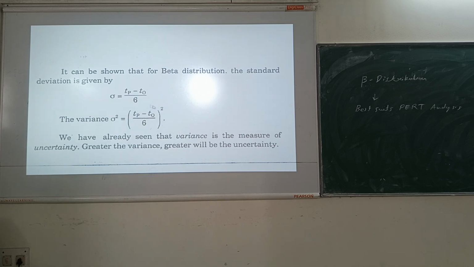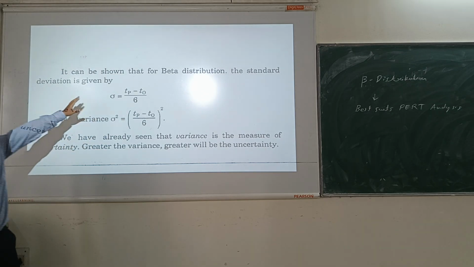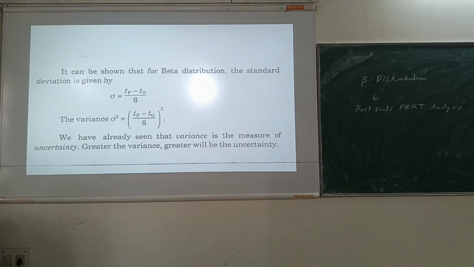Okay. So here I have given standard deviation as (P minus O) by 6 and variance as ((P minus O) by 6) whole square. Okay, all of you understood this information now. Using this we can estimate how accurately a particular activity is happening, where the measure of uncertainty, the variability in any prediction, is more accurate.